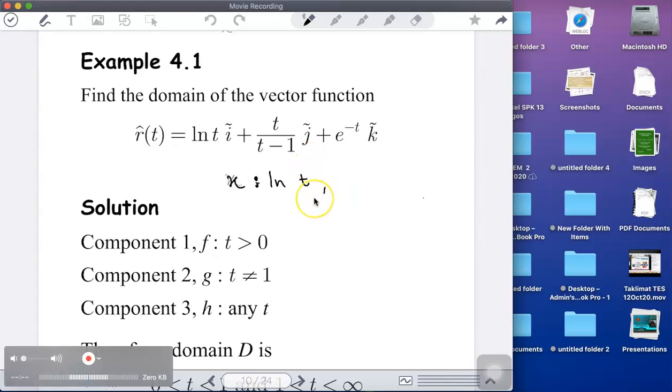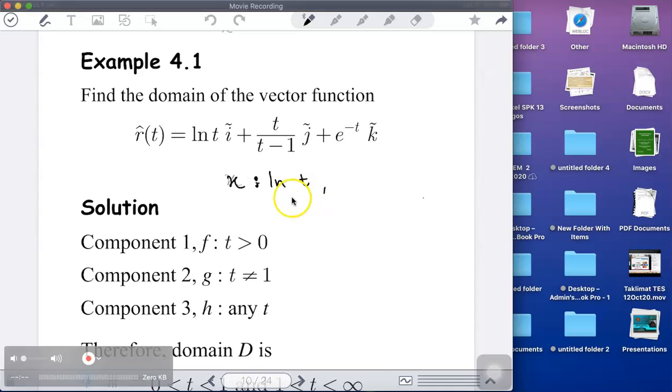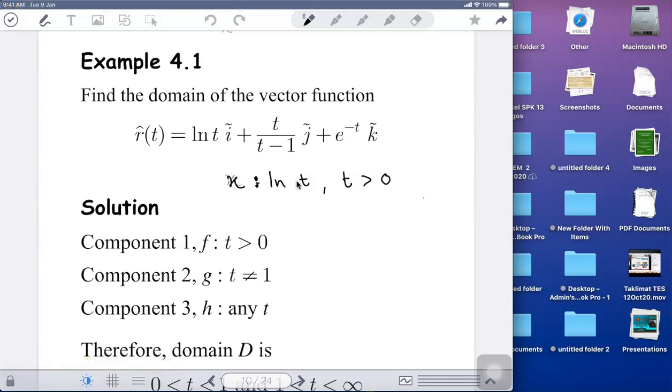So now again, back to the domain that you have learned in Math Method 1. What is the condition of t so that the value of x is always real? So t must be always positive. So that is the condition.